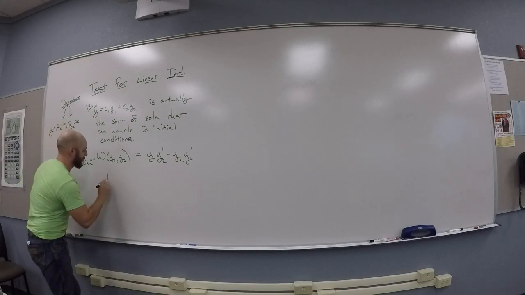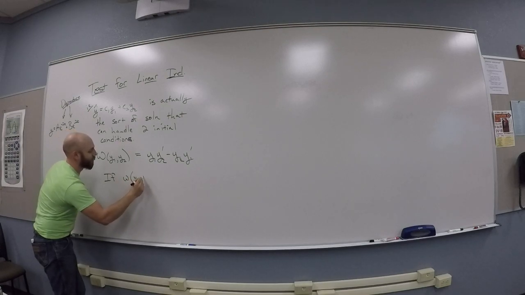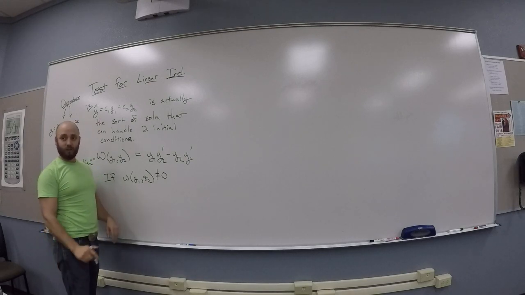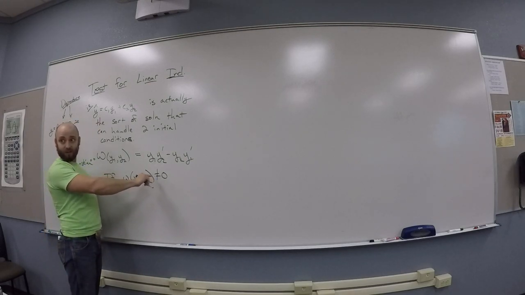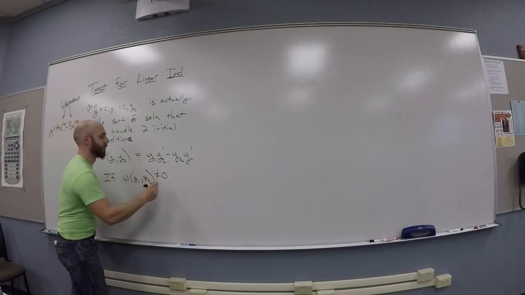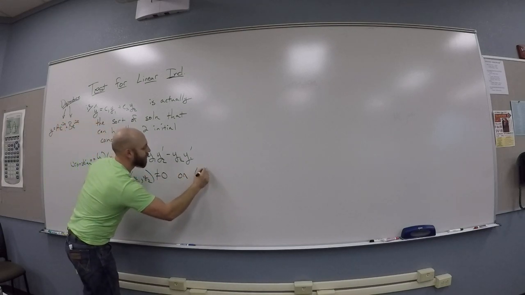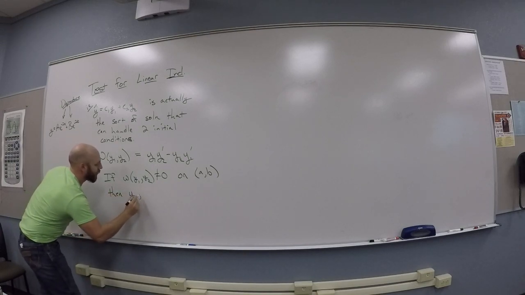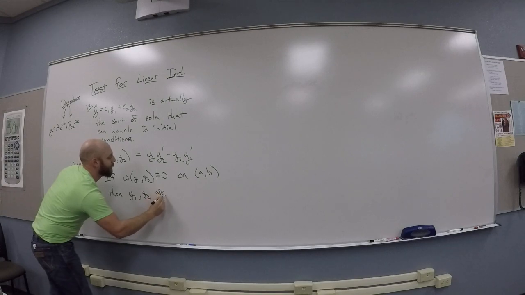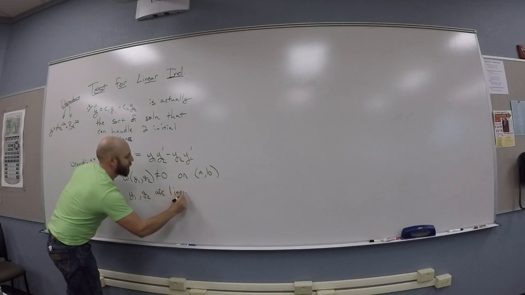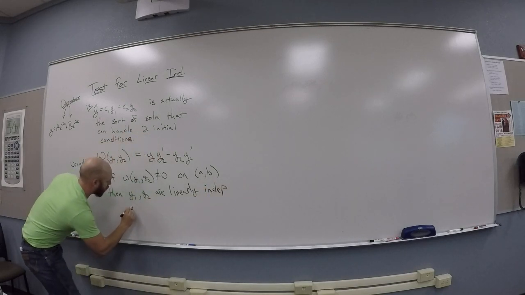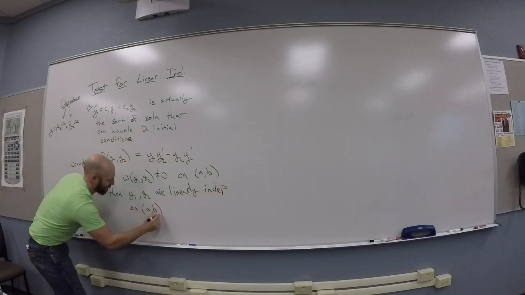So, if the Wronskian of y1 and y2 isn't 0, in other words, it has no zeros, this is not identically 0, this is never equals 0, on an interval AB, then y1 and y2 are linearly independent on that interval.